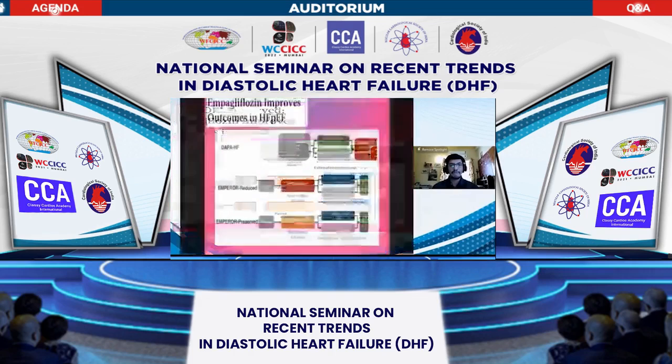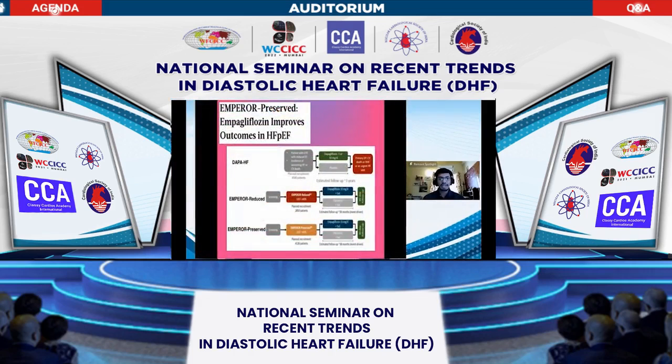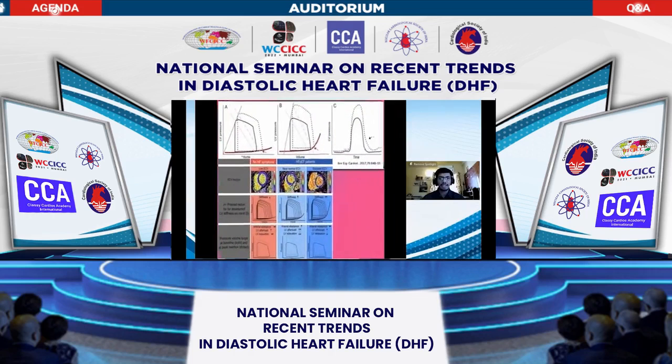However, the EMPEROR-Preserved trial really put things in perspective. After a series of failures, the DAPA-HF and the EMPEROR-Reduced, the EMPEROR-Preserved finally found that in patients with EF of more than 40%, which is defined as a preserved ejection fraction, empagliflozin 10 milligrams seems to show a significant advantage and decrease in cardiovascular mortality.